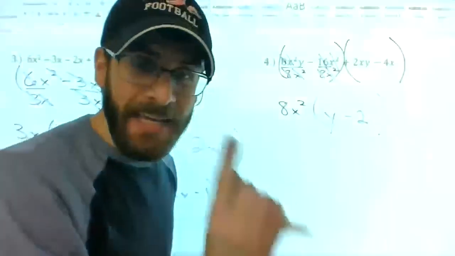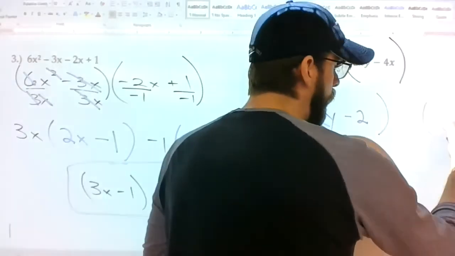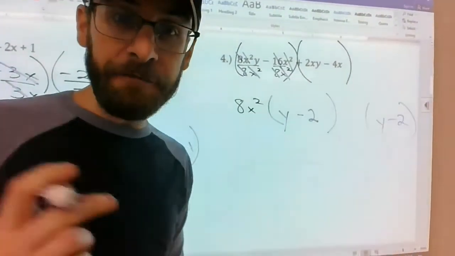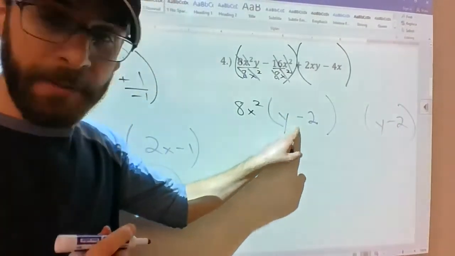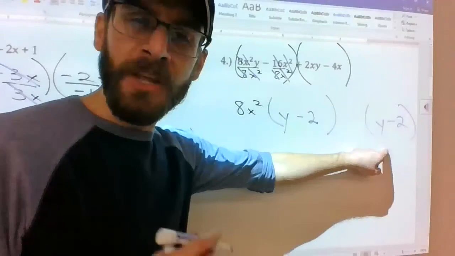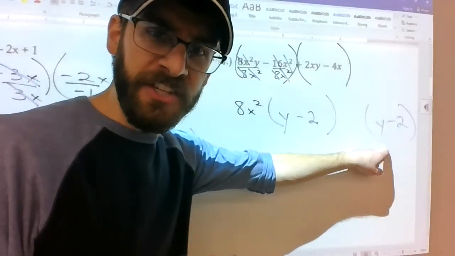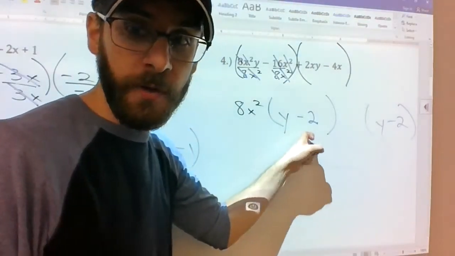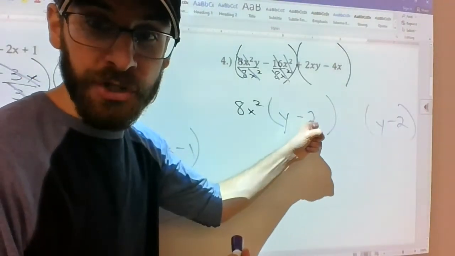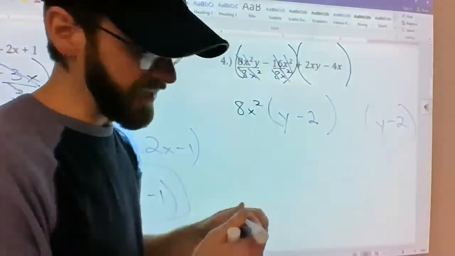So keep in mind, we now are requiring a y minus 2 to be the leftovers for the second group. Once we establish that this has to be y minus 2, that also must be y minus 2. So it's easier that way to actually find the GCF for the second group once you recognize that you are restricted to doing just that.